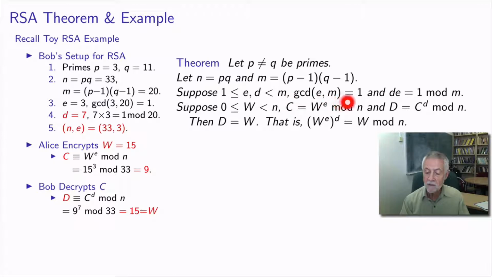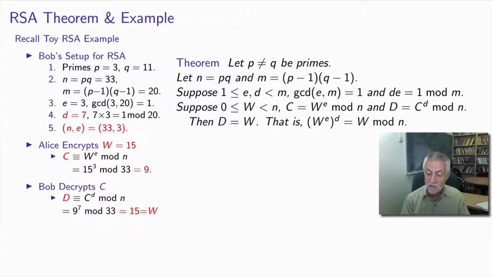Because the greatest common divisor of e and m is 1, then we know by a previous theorem, the multiplicative inverses theorem, that there must be a d which when multiplied by e gives us 1 modulo m, and d will also lie between 1 and m. So these are our assumptions, that e and d lie between 1 and m, strictly less than m, bigger than or equal to 1, that the greatest common divisor of e and m is 1, and that de is equal to 1 mod m. In other words, d is the multiplicative inverse of e.